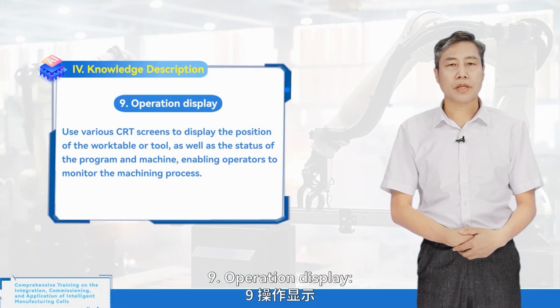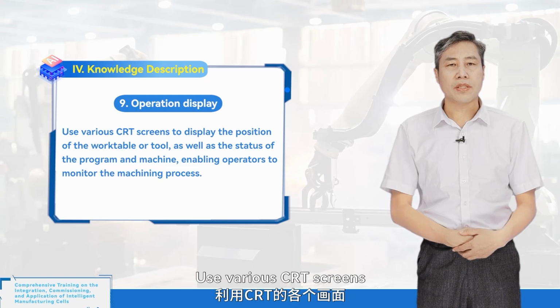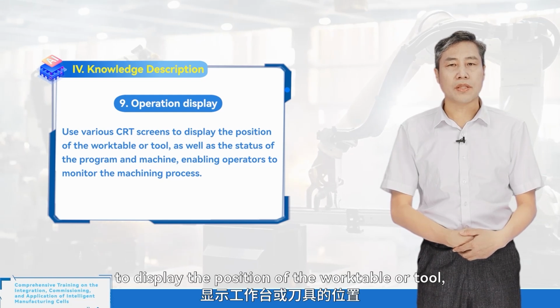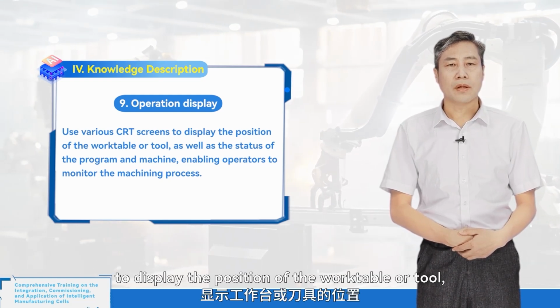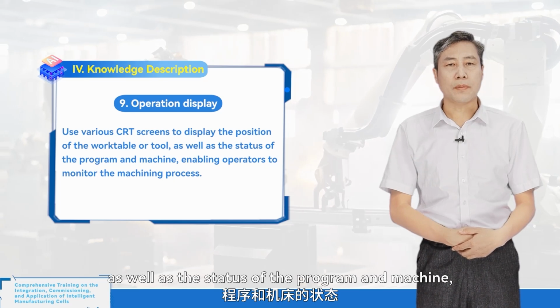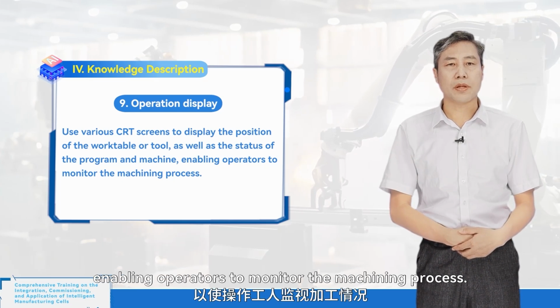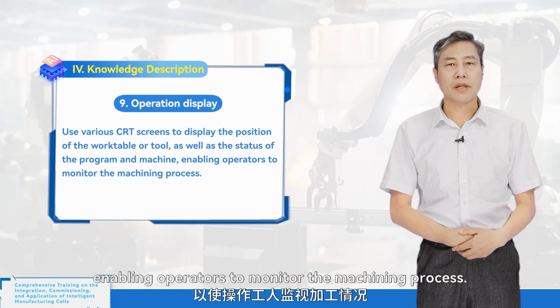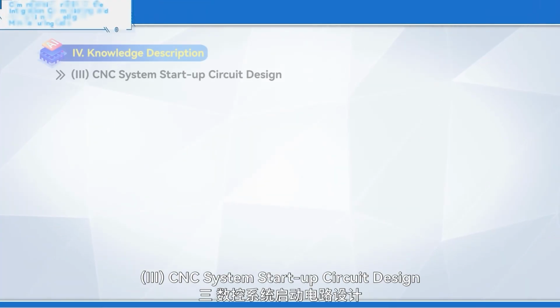9. Operation display. Use various CRT screens to display the position of the work table or tool, as well as the status of the program and machine, enabling operators to monitor the machining process. 3. CNC system startup circuit design.